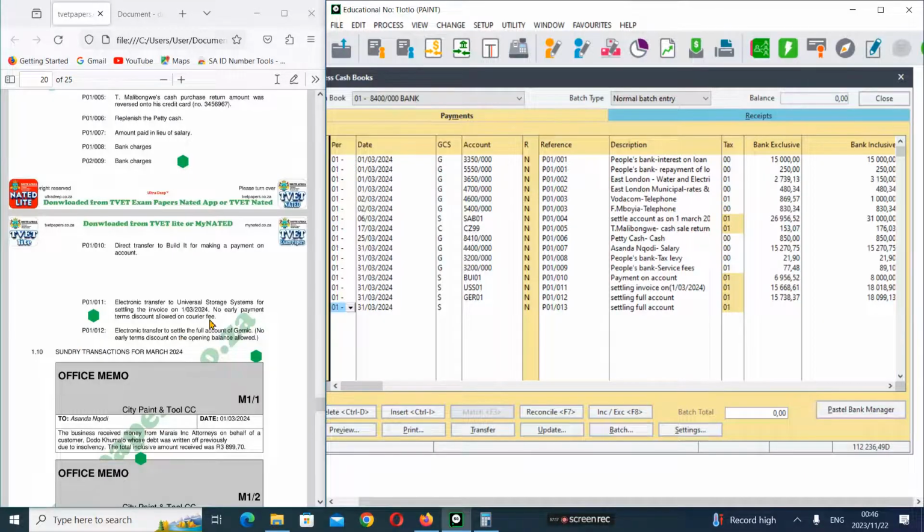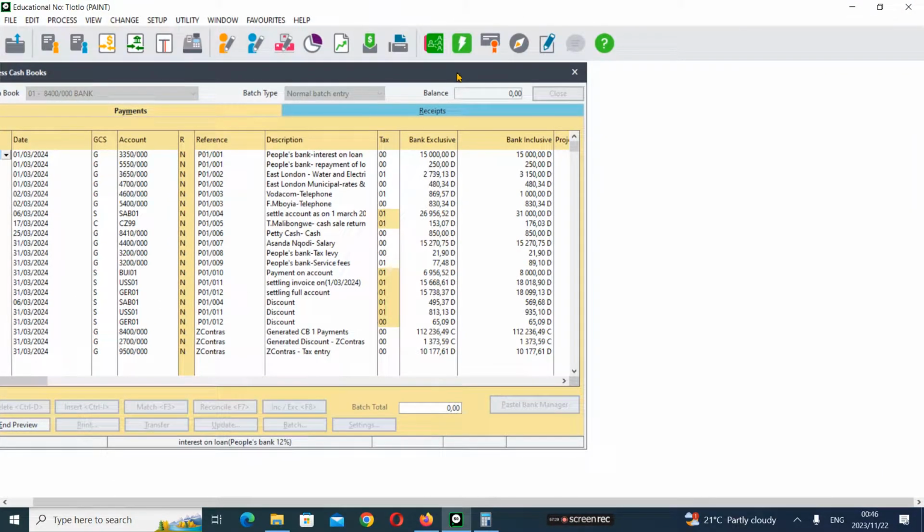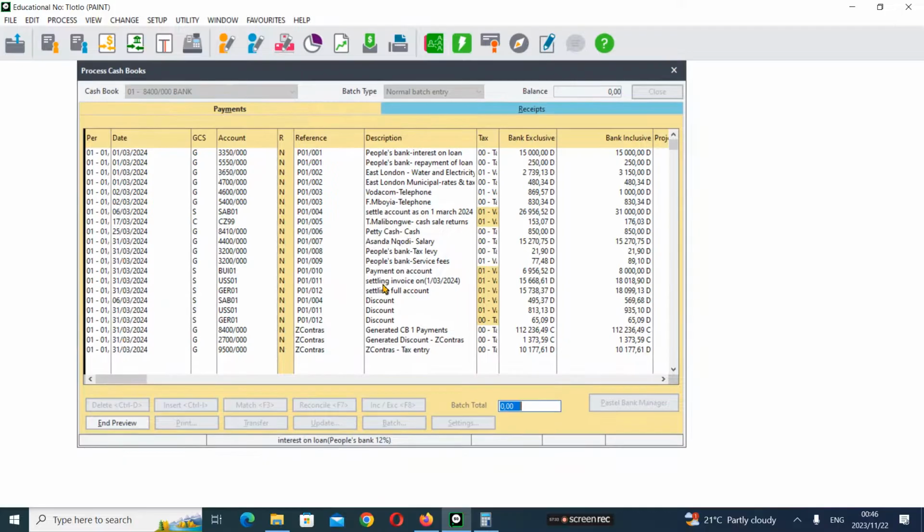Okay, so we are done. So we can say preview all lines. Let me just make this bigger. And then when we preview all lines, you must have something like this.